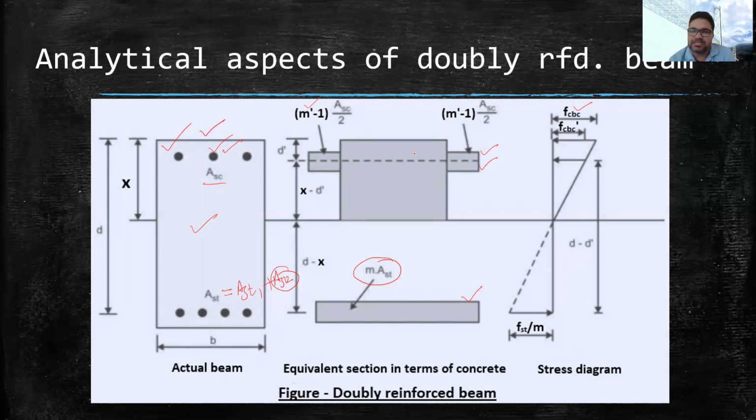I have already discussed equivalent area in one of my lectures on concrete design concepts, so you can refer to that if it is not clear to you. This FCBC will be the stress in the equivalent area of concrete, and this FST by M is the equivalent stress in the equivalent area of concrete. We will discuss more about it in the next part.